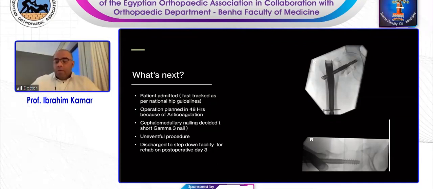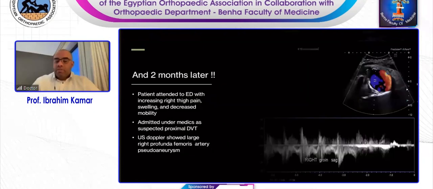So what was the problem? Two months later, the patient attended the ED with increasing right thigh pain, swelling, and decreased mobility, and was admitted under the medical team as suspected proximal DVT. They suspected maybe some sort of iliofemoral DVT. So they went for ultrasound Doppler, which showed a large right profunda femoris artery pseudoaneurysm.